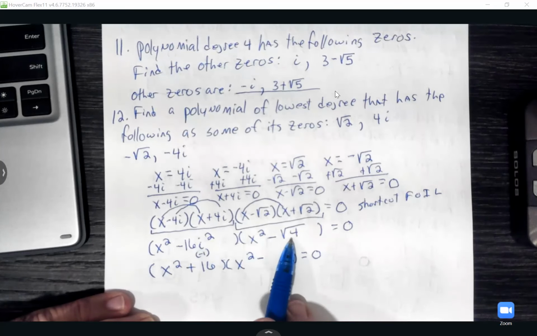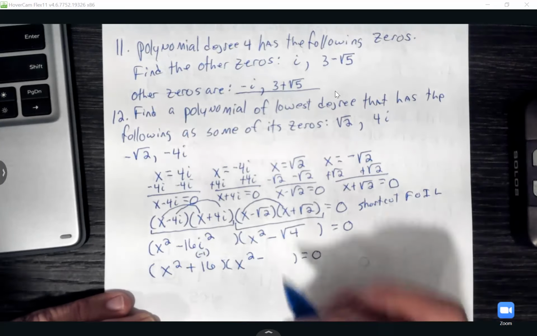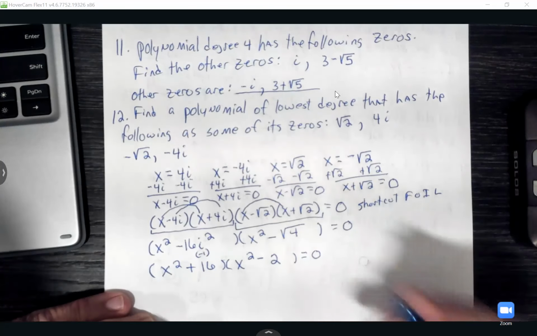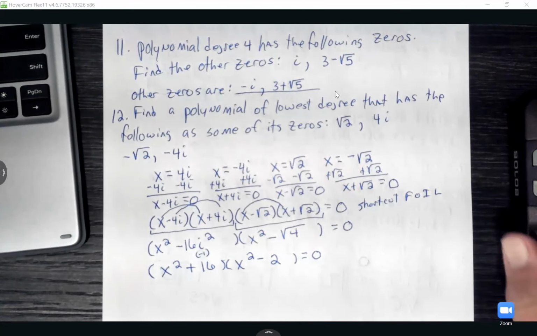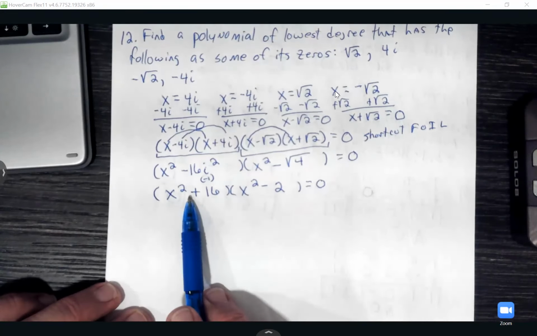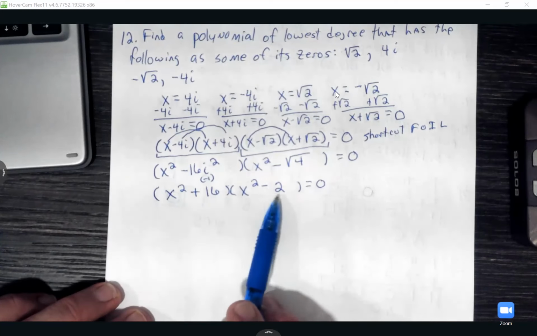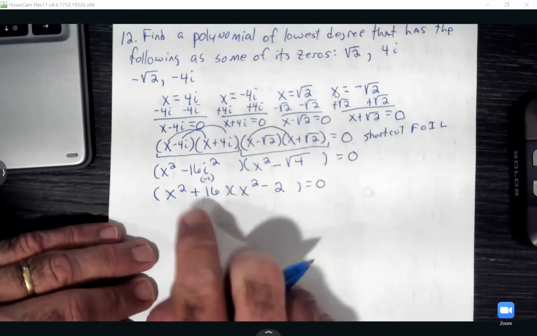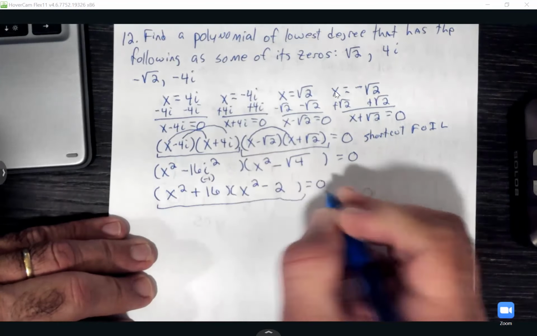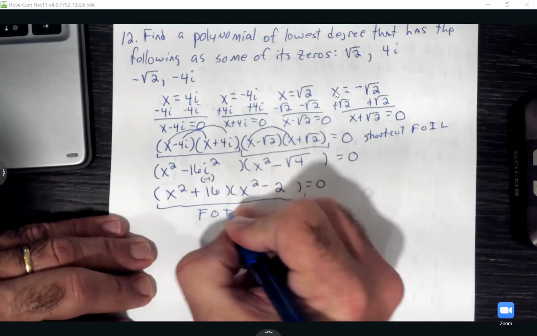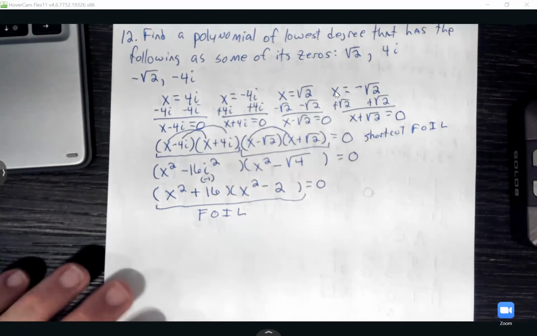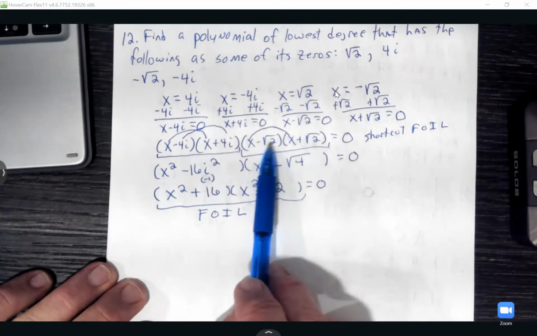So the x squared minus the square root of 4, the square root of 4 will turn into a 2. All right, y'all, so you see what we got now. I got these 2 things here. These are not conjugate pairs. So these 2, we have to FOIL all the way out. We can only shortcut when you got the conjugate stuff going on.